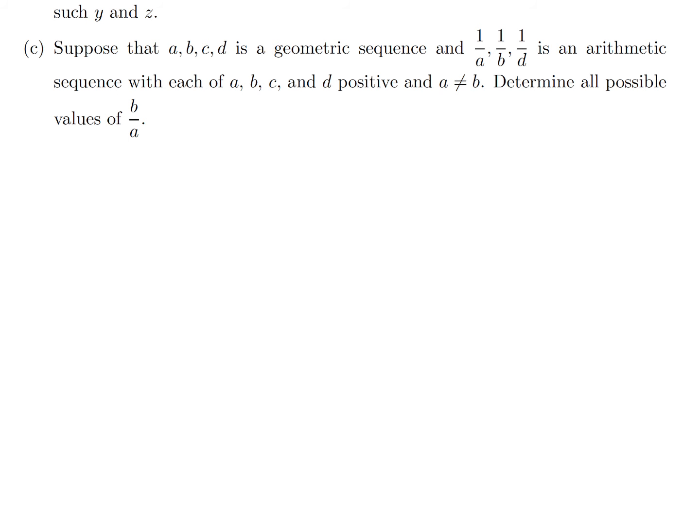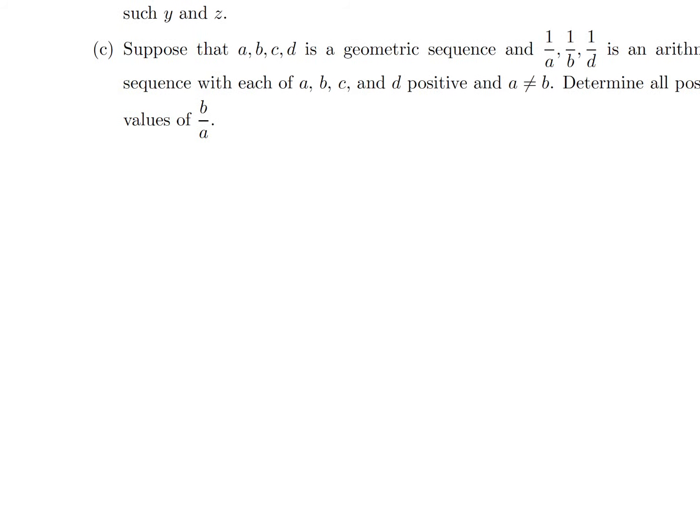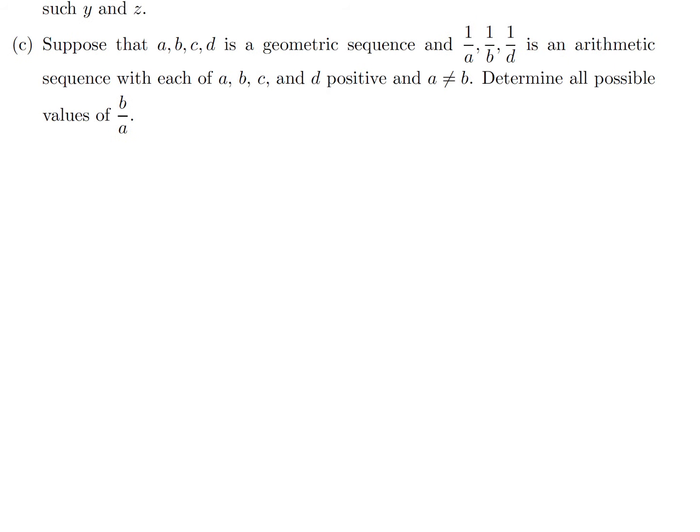Suppose that a, b, c, d is a geometric sequence with 1 over a, 1 over b, and 1 over d an arithmetic sequence, and each of a, b, c, and d is positive and a does not equal b. Determine all possible values of b over a. So this is a geometric sequence right here, this a, b, c, d stuff.